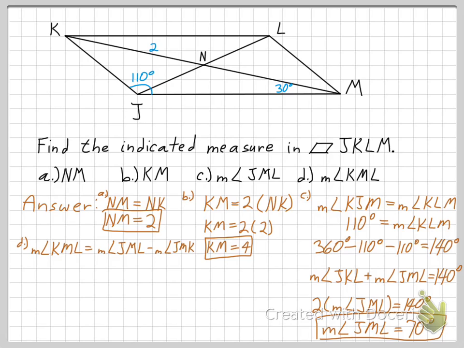Okay, so moving right along, substituting in values, we already figured out that JML is 70 degrees, so 70 degrees minus the given 30 degrees, and you get 40 degrees. So the measure of angle KML is 40 degrees.